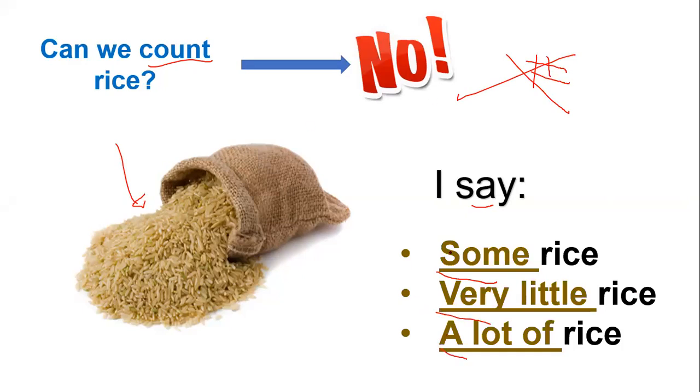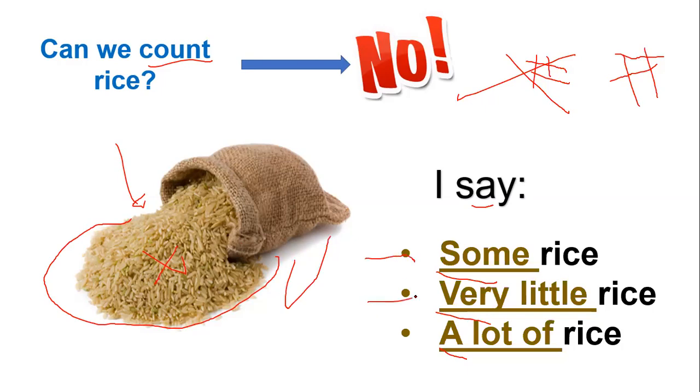Why do I use a quantifier and why can't I use the number? Because it is uncountable. Exactly. Rice, I cannot count. So because it's uncountable, like Liliana says, I have to use some rice, very little rice, or a lot of rice. Okay.